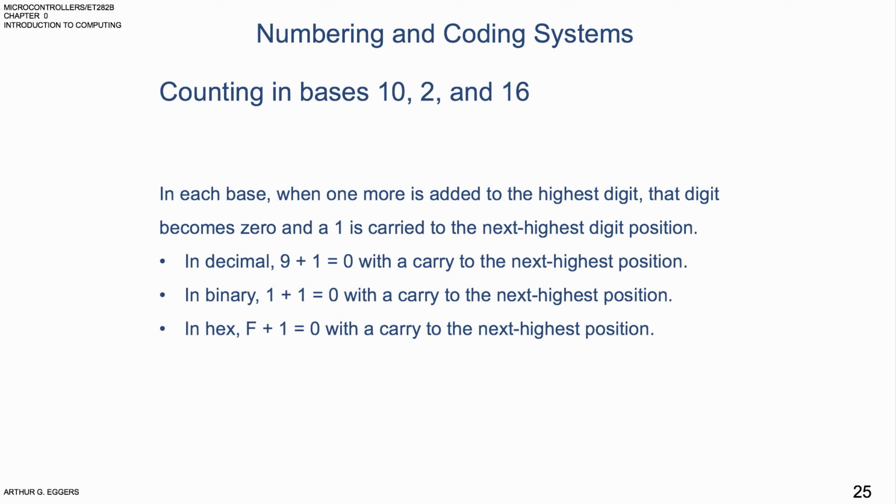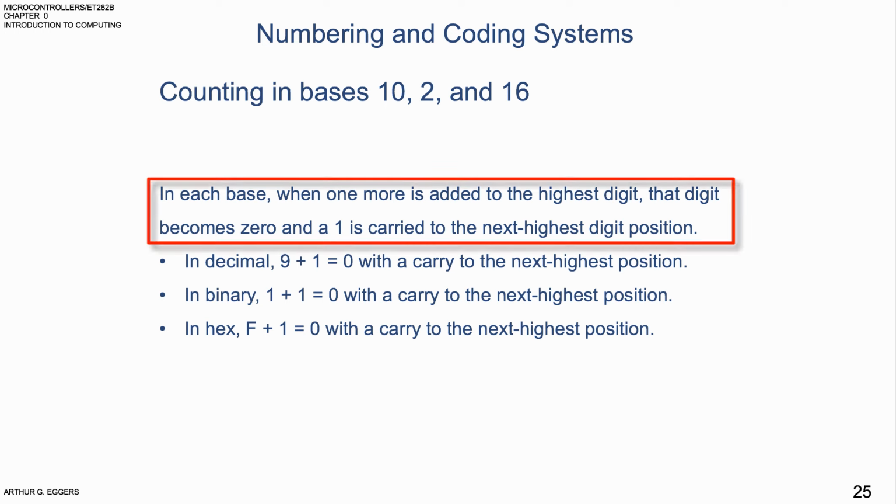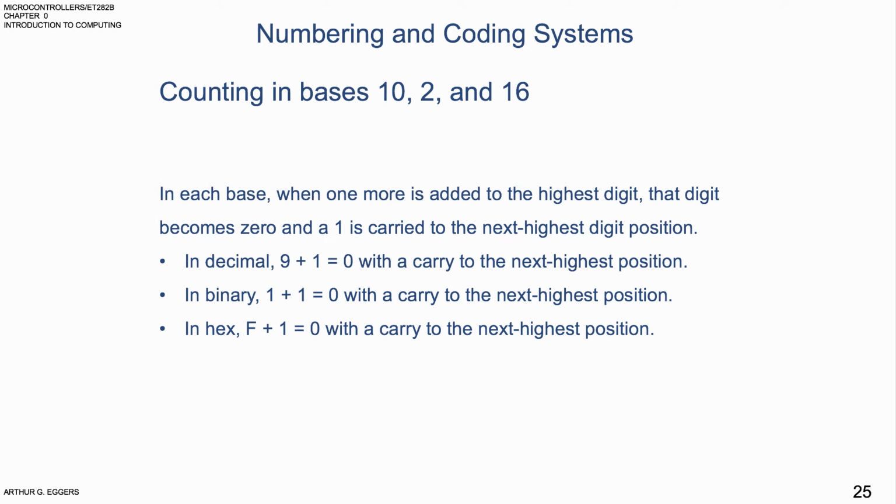So next we'll take a look at counting in bases 10, 2, and 16. And just a little recap here, in each of the bases, when 1 or more is added to the highest digit, that digit then becomes 0, and a 1 is carried to the next highest digit position. In tens, we do that every day when we do our additions.